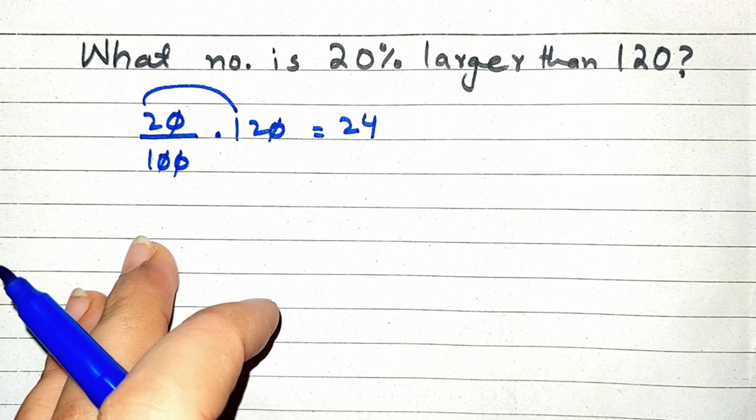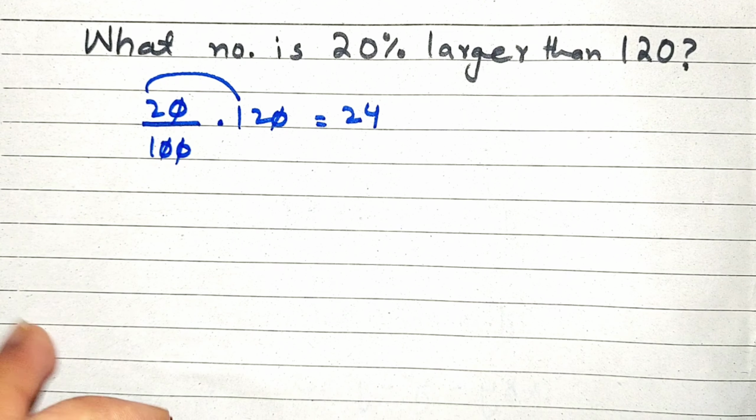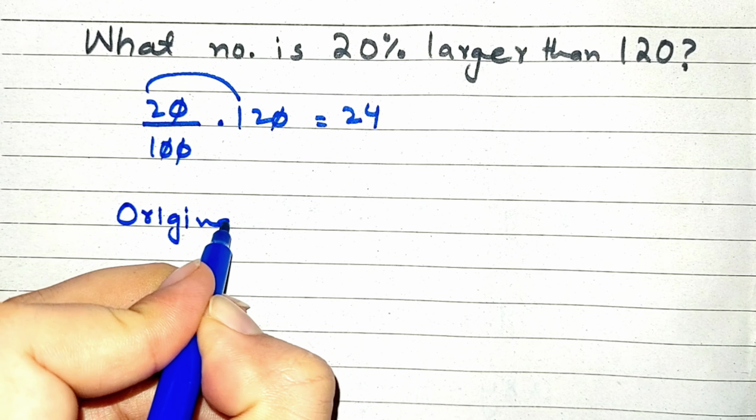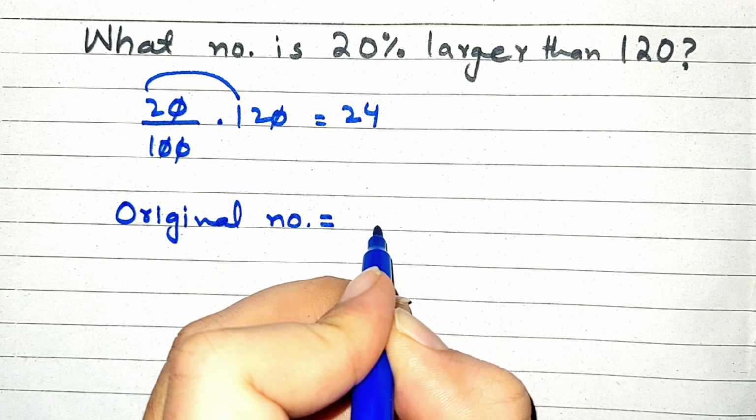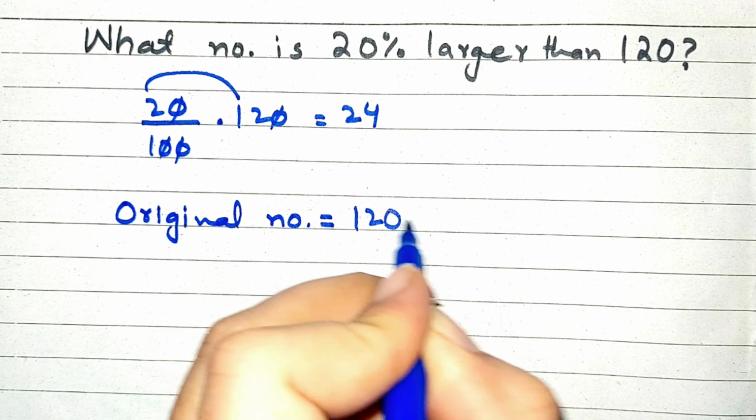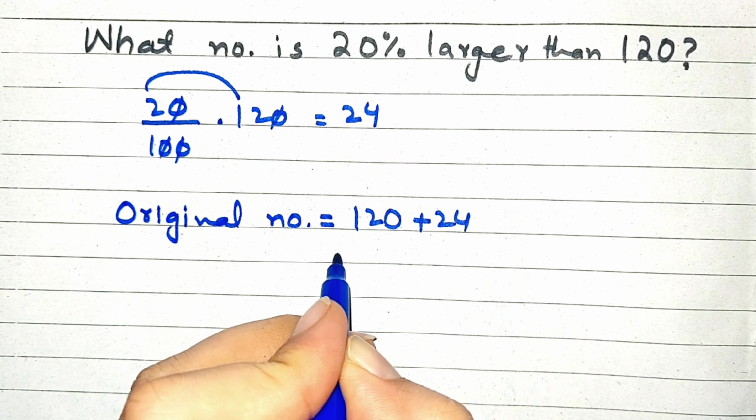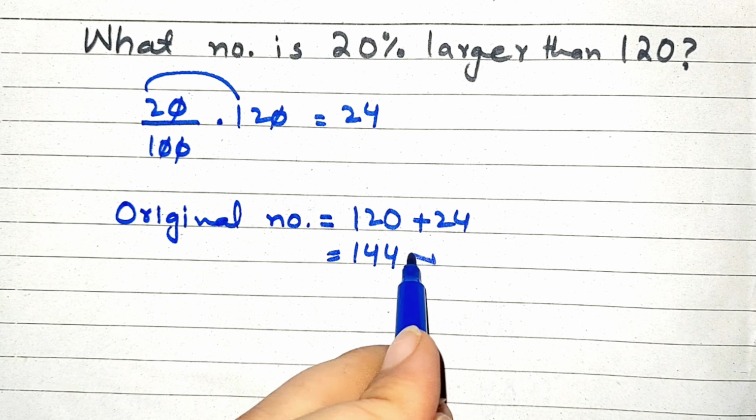Okay, now what we can do here, we have to find the original number by adding. That will be equal to 120 plus the number we have found, 24, and that will be simply equal to 144. So this is the required number.